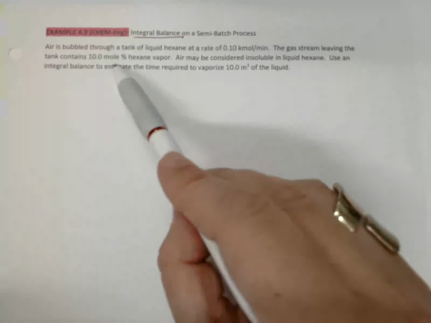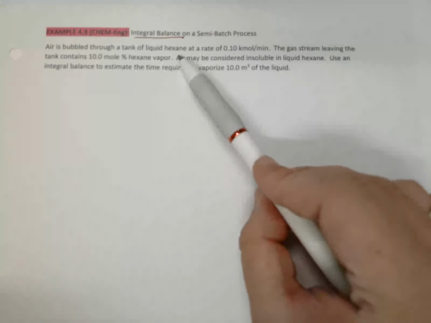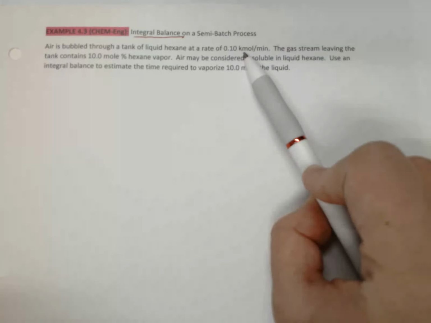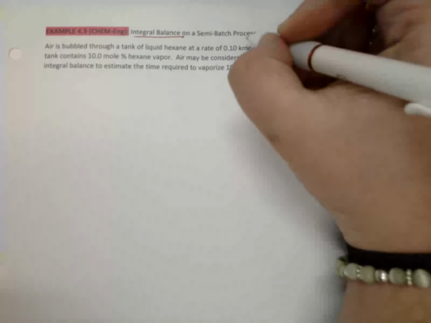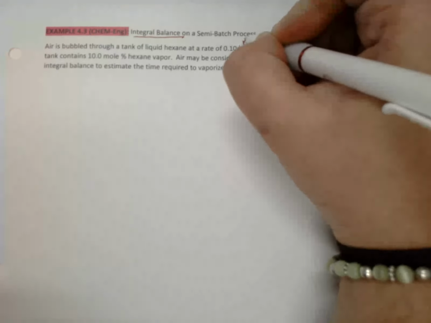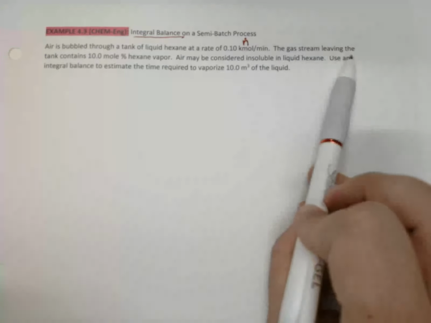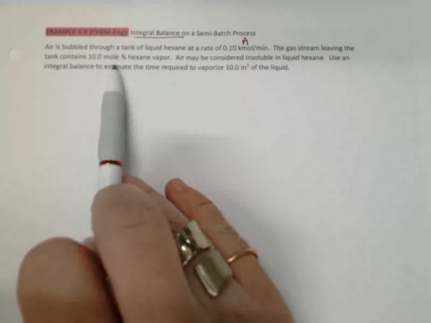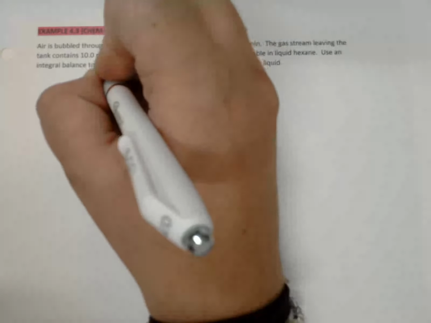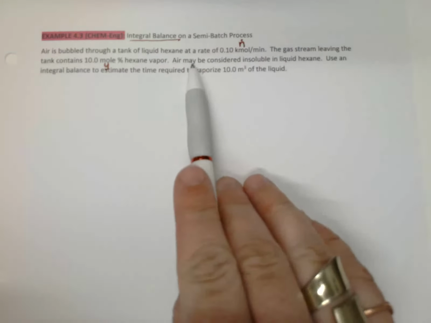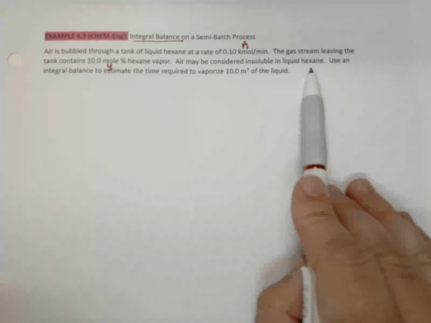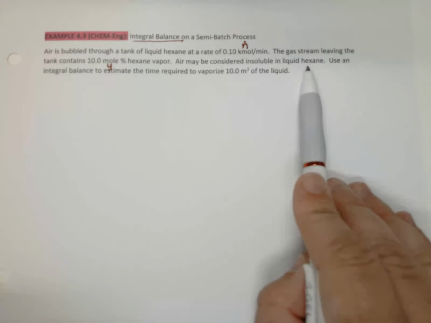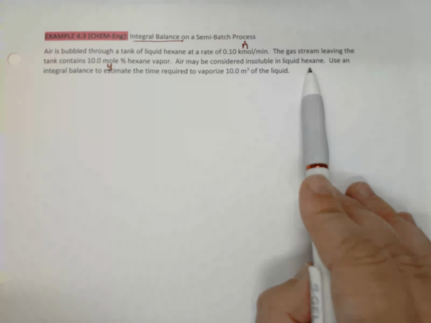We're bubbling air through a tank of liquid hexane at a specific molar rate. So right away, we know this is an N with a dot over the top of it. We have a gas stream leaving the tank with a specific amount of moles, so there's a Y that we might need in the system. And air can be considered insoluble in liquid hexane. We'll need that at some point to think about the general balance equation.